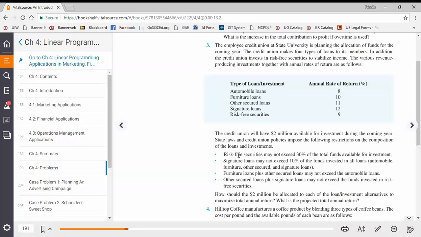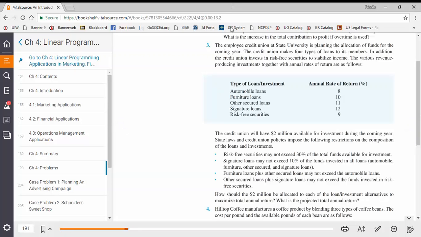Right here on the second one, it says the signature loans may not exceed 10% of all funds investing in all loans. Therefore, they have invested 10% on the automobile, furniture, other security, and signature loans. However, the signature loans may not exceed the 10%. So you're going to do the 100% minus the 10%. So you're going to have 90% for signature loans minus everything else, 10% for the others. And that's how the numbers are showing on your template. You just have to go ahead and put everything in solver.